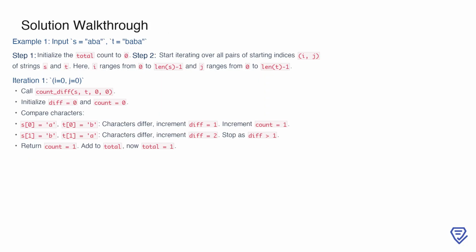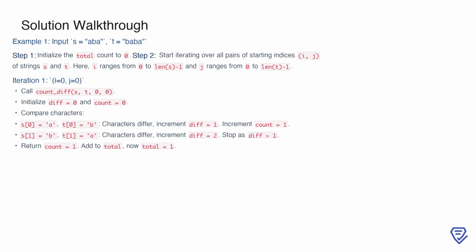To solve this problem, we start by initializing a variable total to 0, which will track the count of substrings that differ by exactly one character. Then, we iterate over all possible pairs of starting indices, I, J, from the strings S and T.